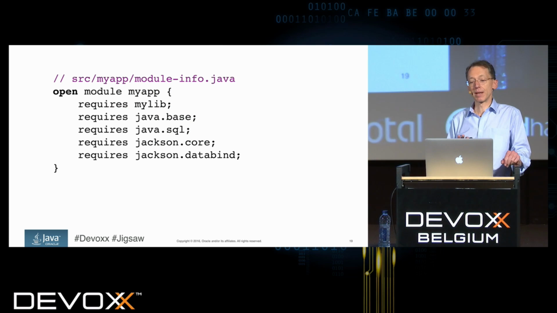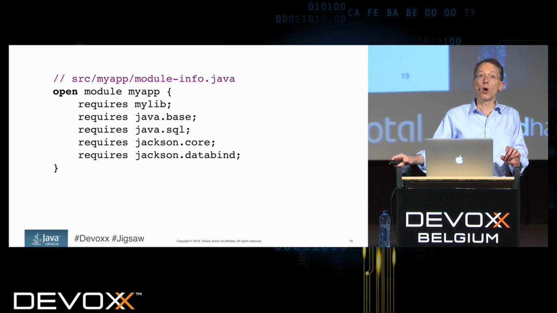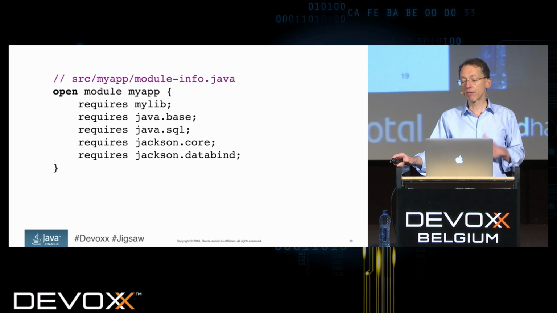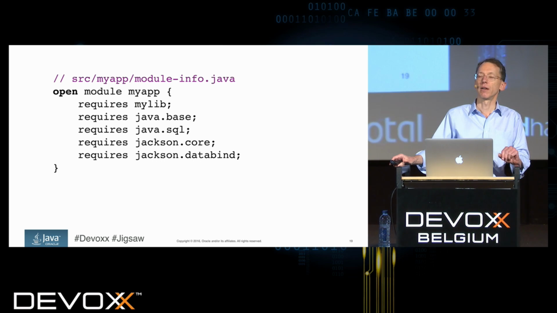The solution for this problem is to declare my app as an open module. You put the open modifier in front of the module keyword. An open module opens all of its packages in a way that allows a framework like Jackson databind to reflect over its internals. In effect, you get the benefit of reliable dependencies, but without the full power of strong encapsulation. Frameworks that reflect over application code are a reality in everyday Java development, and they aren't going away. It's important to support them.